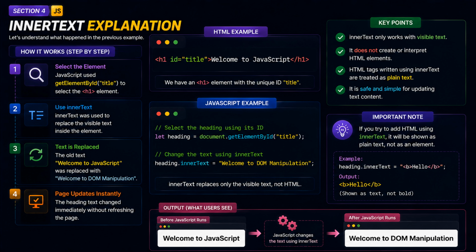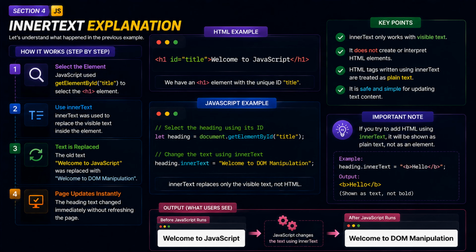Explanation. Let's understand what happened. First, JavaScript selected the heading using getElementById. Next, it used innerText to replace the existing text. The old text, Welcome to JavaScript, was replaced with Welcome to DOM Manipulation. Since innerText only changes text, no HTML elements are created.